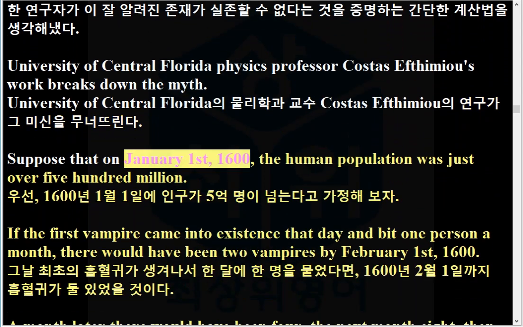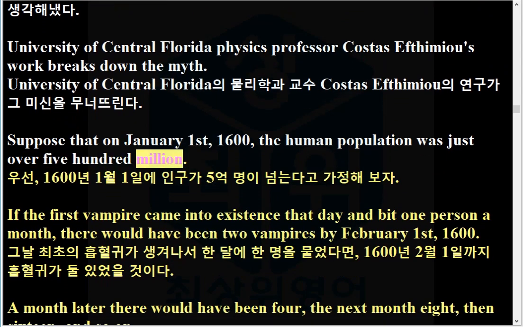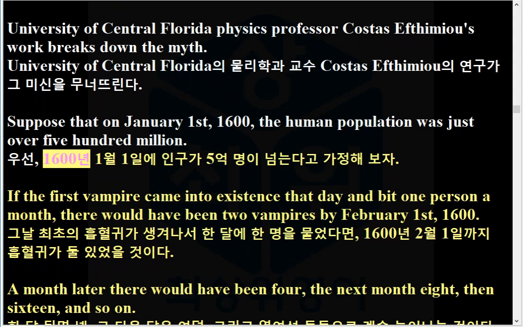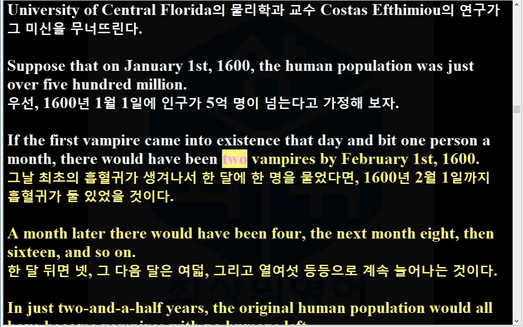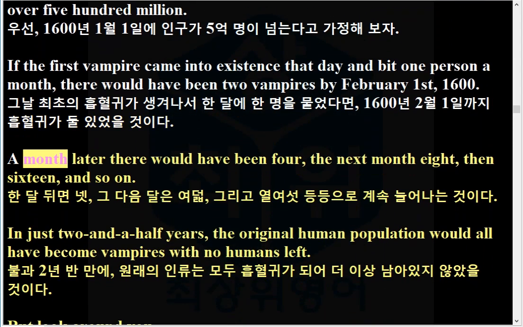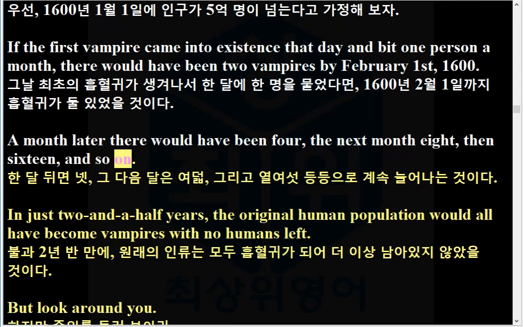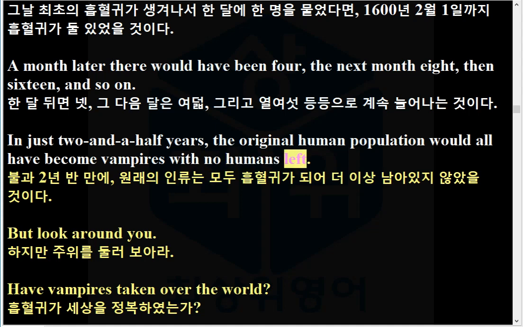Suppose that on January 1, 1600, the human population was just over 500 million. If the first vampire came into existence that day and bit one person a month, there would have been 2 vampires by February 1, 1600. A month later there would have been 4, the next month 8, then 16, and so on. In just 2.5 years, the original human population would all have become vampires with no humans left.